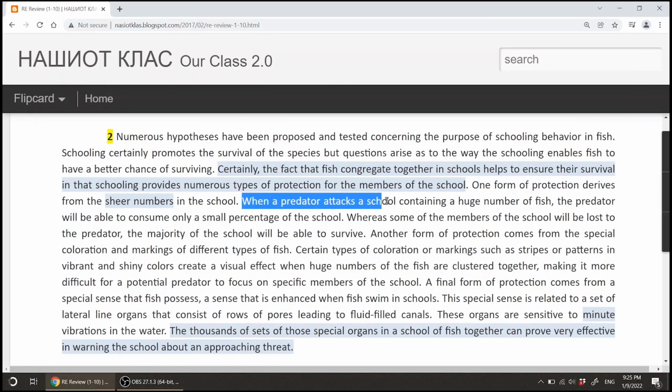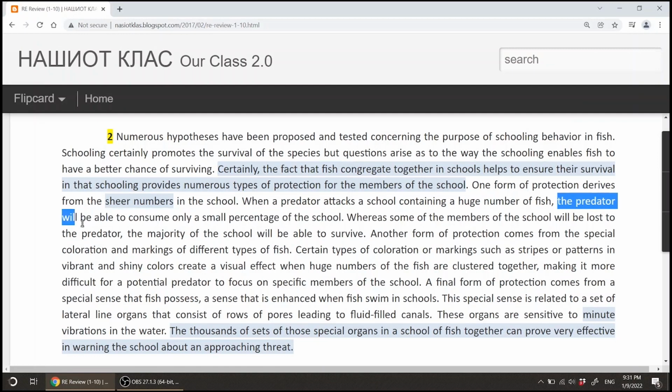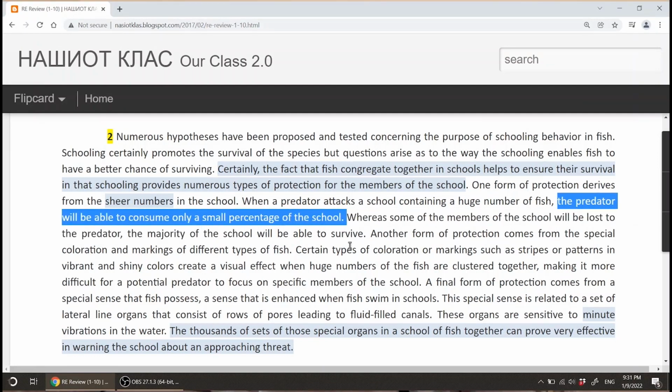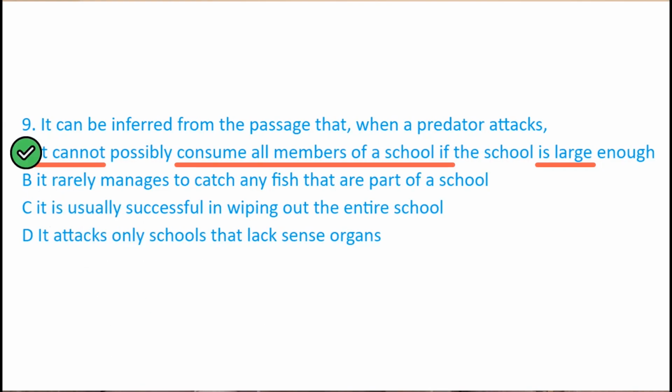When a predator attacks a school, this is exactly question 9, and the answer is the next sentence. The predator will be able to consume only a small percentage of the school. Since you already have read all the choices, it's exactly like answer A, so A is correct. Then go to the next question.